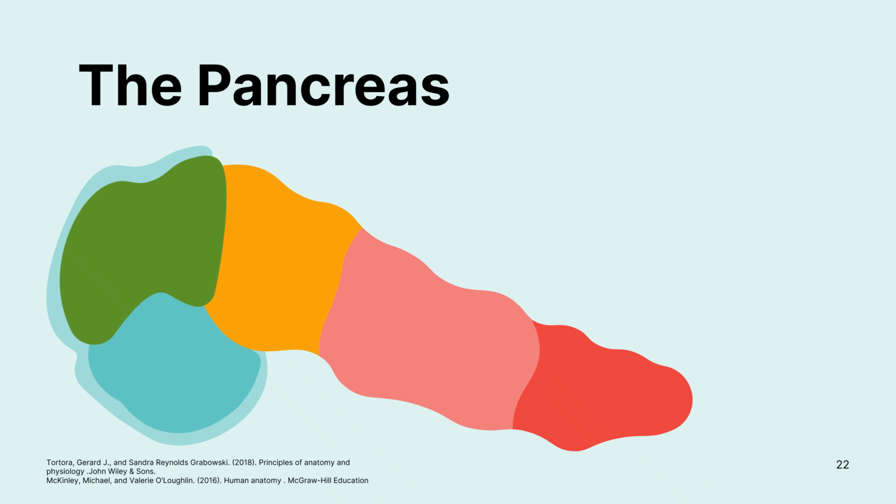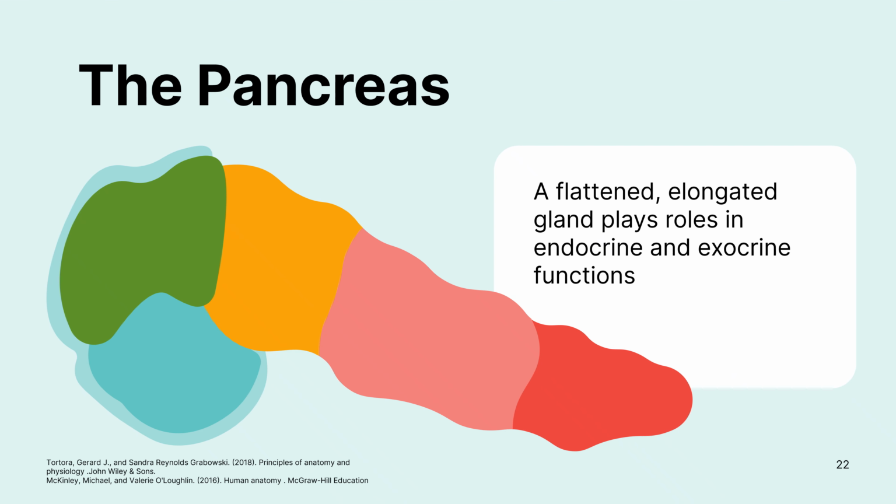The pancreas is a flattened elongated gland that plays a crucial role in both endocrine and exocrine functions. It is divided into 5 main regions. The uncinate process, which is a hook-like projection extending from the lower part of the head of the pancreas. The head proper, the broad part that lies within the curve of the duodenum and is significant for digestion.